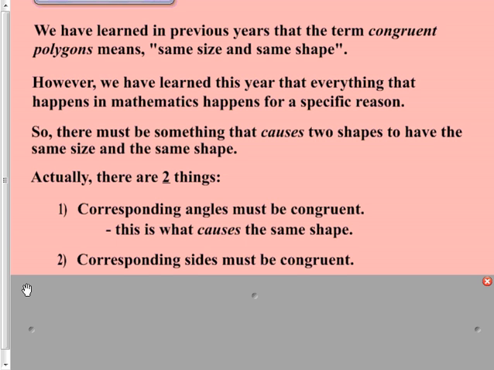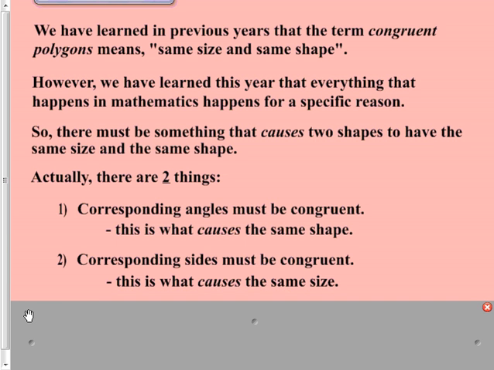The second thing is that corresponding sides are going to have to be congruent. And that is what is going to cause us to have the same size. If you are allowed to change the side lengths on one of the shapes, obviously you would be making one of them larger than the other, so you would not have congruent polygons.